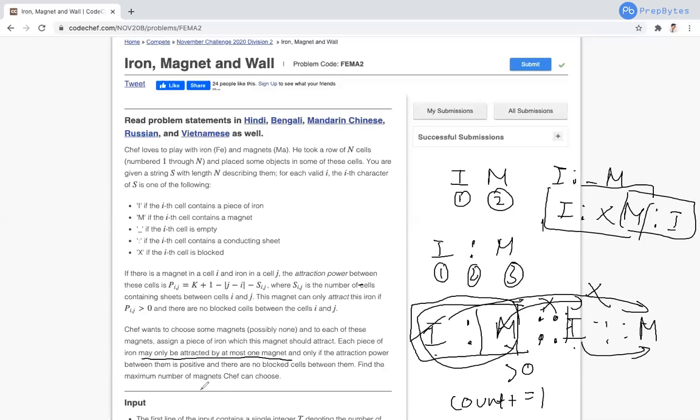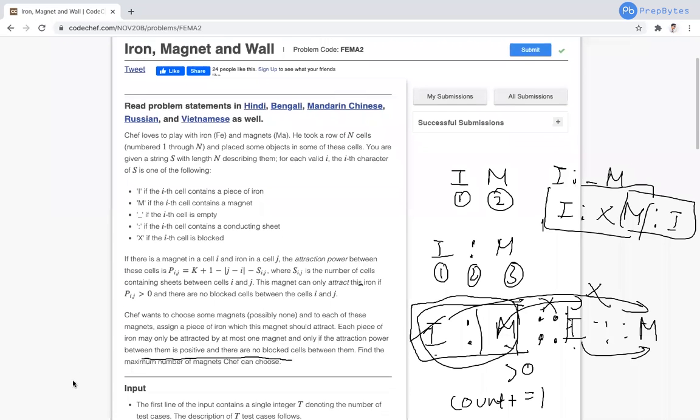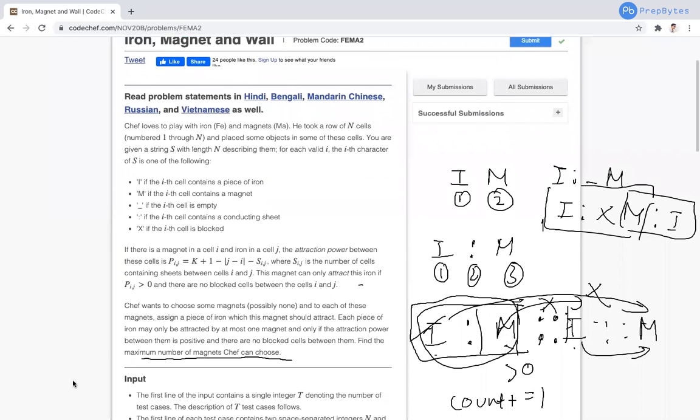Now find the maximum number of magnets Chef can choose. Performing these operations only, we have to find the count of the maximum number that Chef can choose, that is, the maximum pairs that we can make of these magnets and irons which are attracted to each other. This is what this question is asking.